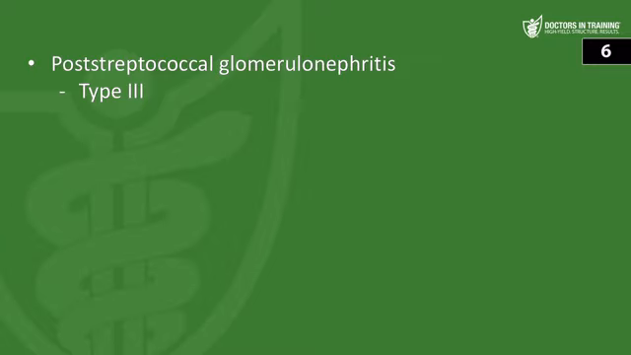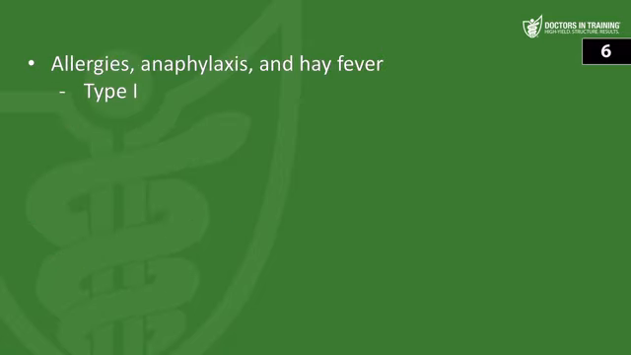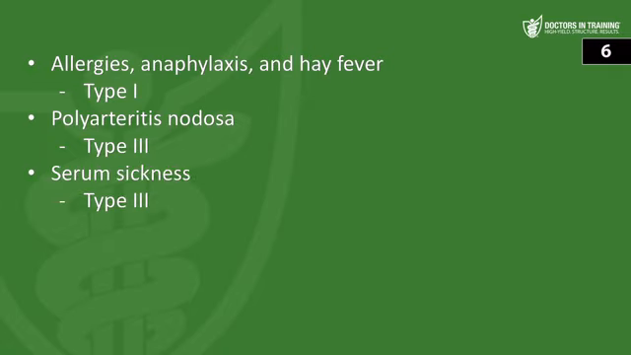Post-streptococcal glomerulonephritis. That's a type 3 hypersensitivity. What about asthma? Asthma is type 1. And rheumatic fever? That's type 2. A TB skin test? That's type 4. Allergies, anaphylaxis, and hay fever? That's type 1. Polyarteritis nodosa? Type 3. Serum sickness? Also type 3.